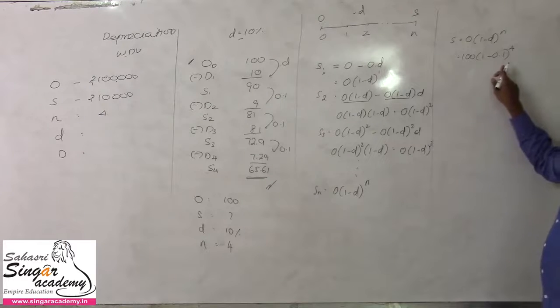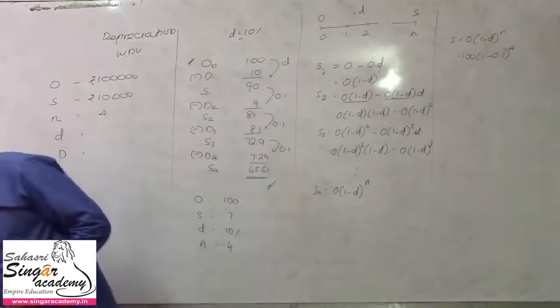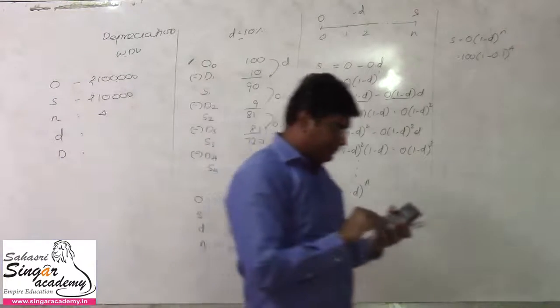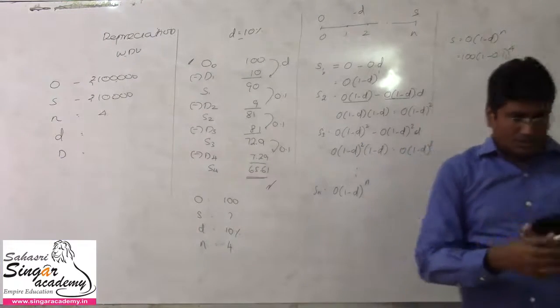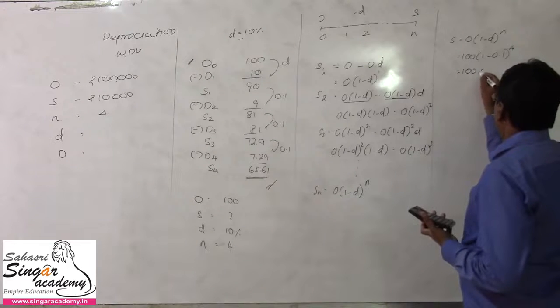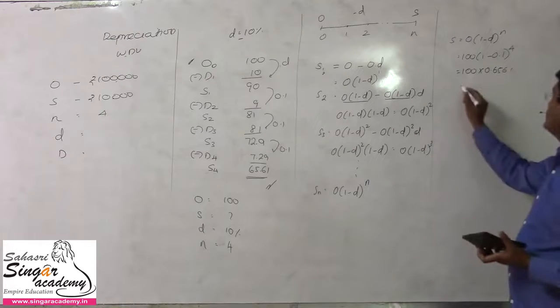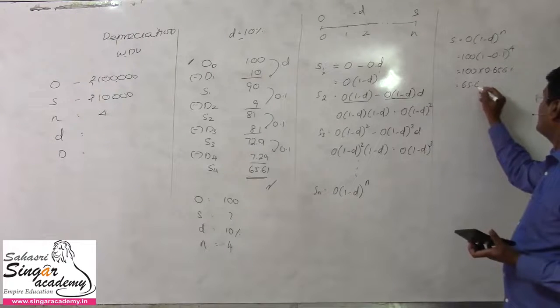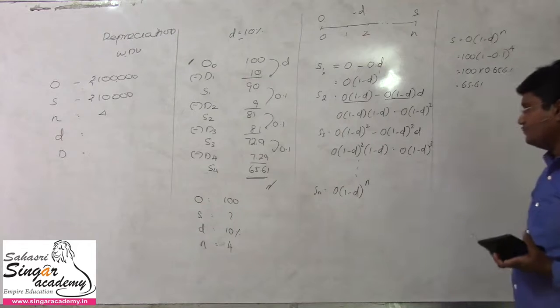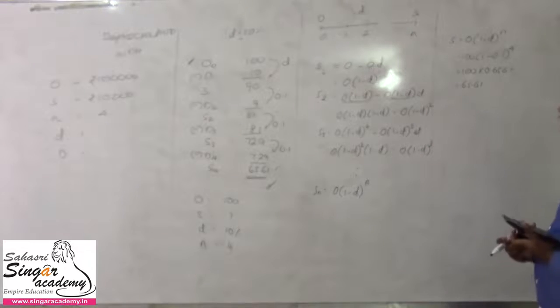So 1 minus 0.1 is 0.9, to the power 4. If you take 0.9 to the power 4, 0.6561 comes. So 100 into 0.6561, the final answer will be 65.61. You got this value. The value is correct, 65.61. You got it. Right.